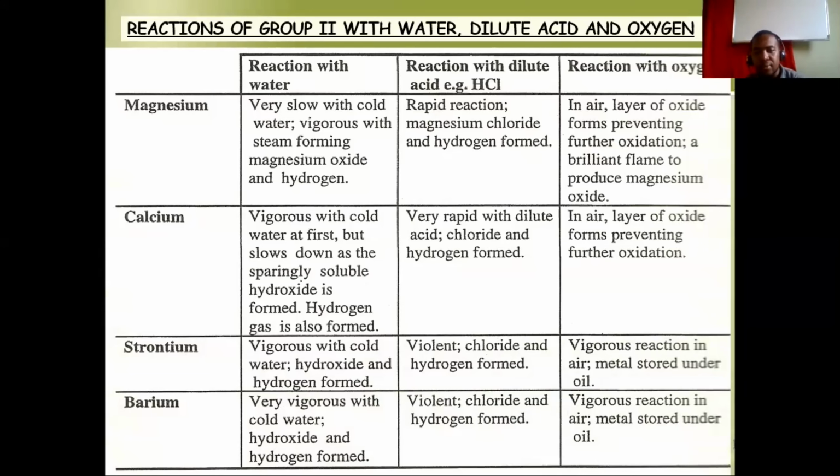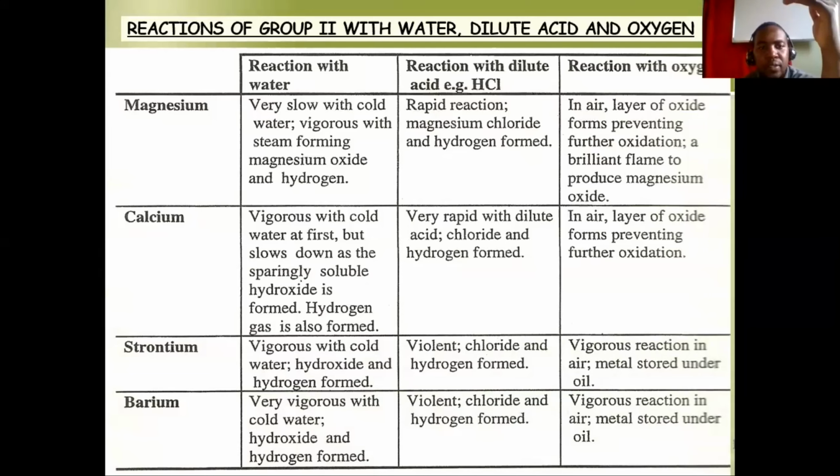So we notice that going down the group, the reaction with water moves from very slow with cold water to very vigorous with cold water, right? With acids, it's a rapid reaction, and then going down the group, it gets to violent. And with oxygen, the same. It starts off as a very smooth reaction, and then going down the group, it becomes a vigorous reaction producing the oxides. So those are important. So remember.